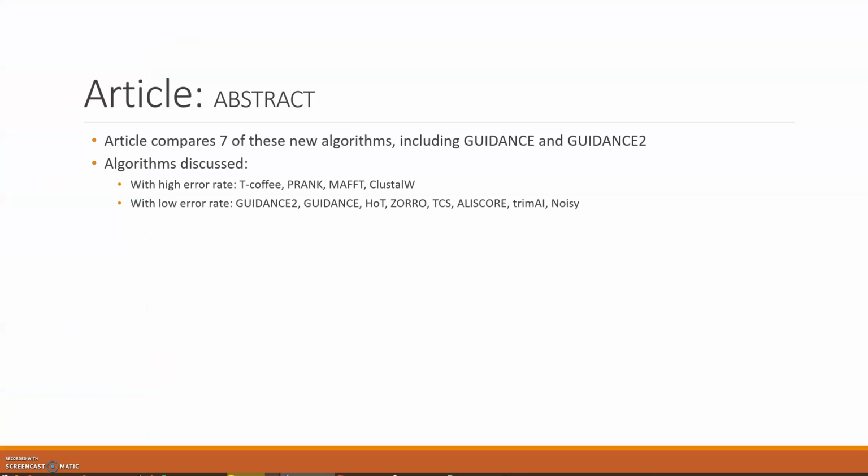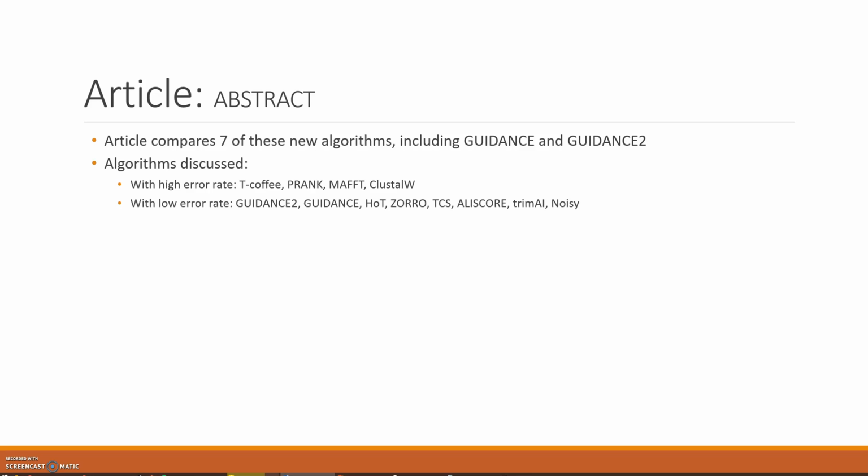So this is the result of our Guidance 2. Now that we know how the tool works, I'm going to be talking a little bit more about the article. The article that I chose was Guidance 2: Accurate Detection of Unreliable Alignment Regions Accounting for the Uncertainty of Multiple Parameters. This article explores different multiple sequence algorithms and their possibility to detect uncertainties.